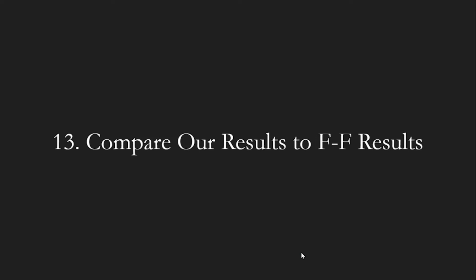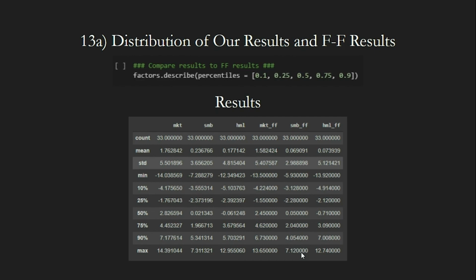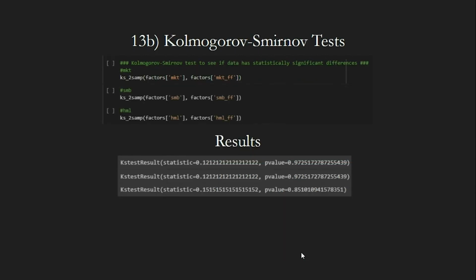Next, we want to confirm that our data is actually statistically similar to Fama-French's data. We first display the distribution of every factor in our data frame. We achieve this with a simple describe function with the quantiles we want to display. We also run KS tests for our three factors versus Fama-French's factors. The test results can be interpreted as follows. The first number statistic reports the maximum difference between the two distributions, and the second number p-value reports the confidence level of the statistic.